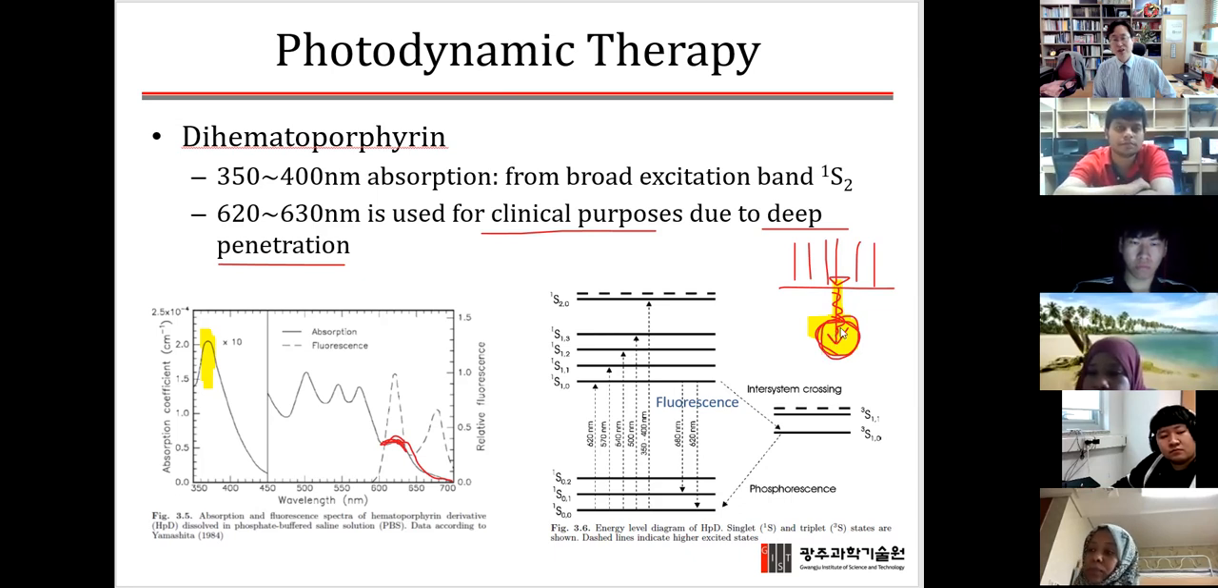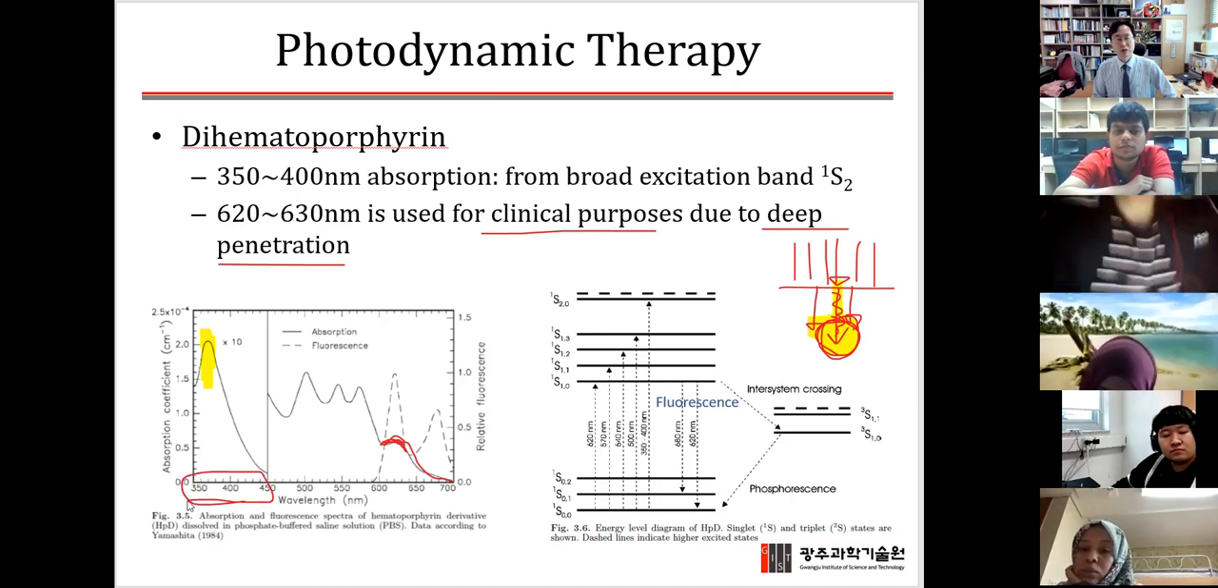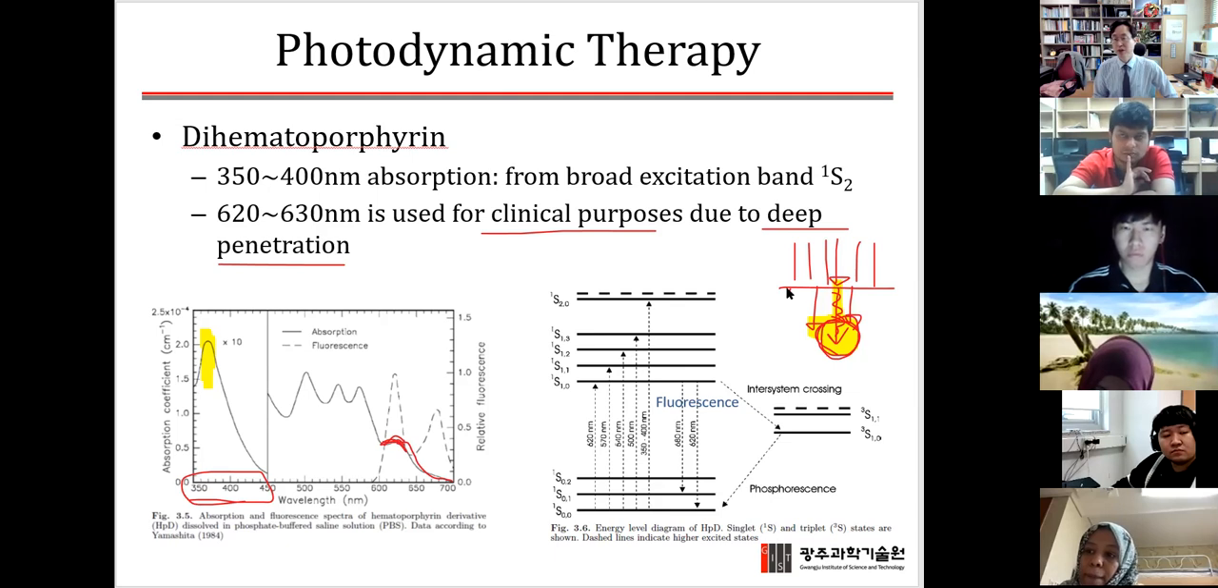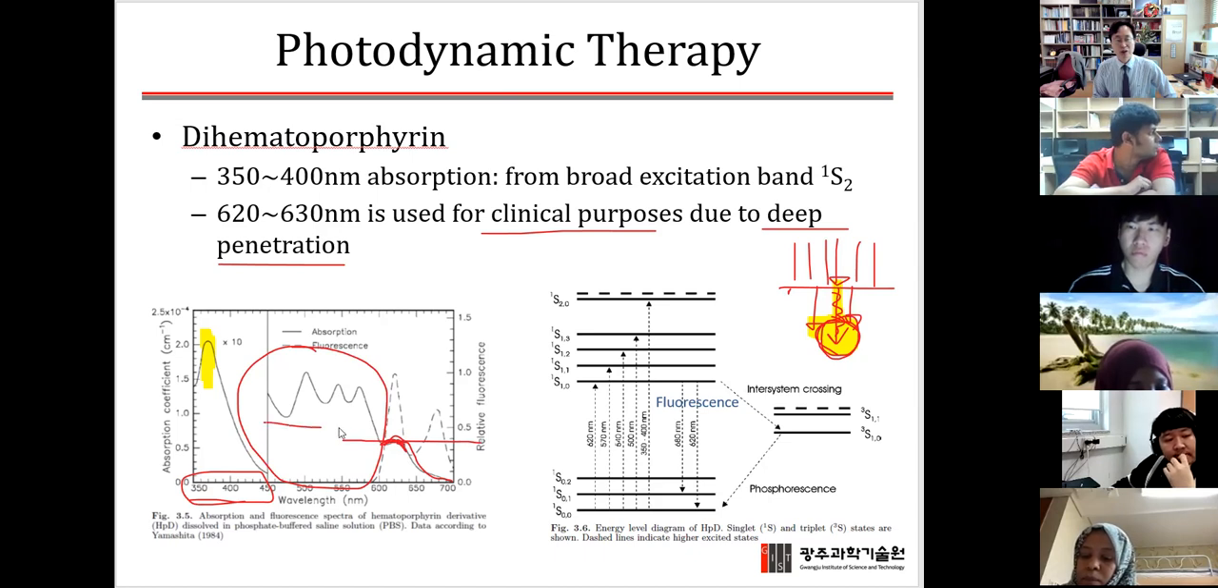So here, the important thing is how deep the laser can travel into the tissue. Unfortunately, the blue color or UVA range is going to penetrate tissue less than 1 millimeter, only a few hundred micrometers. For this visible range in here, these also have relatively high absorption compared with the red color here. However, these also have less than 1 millimeter penetration depth.